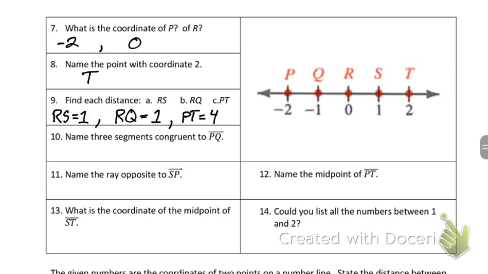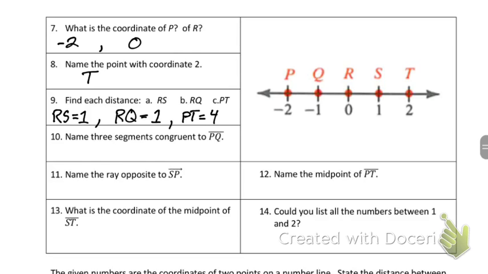First of all, what does congruent mean? Someone from this side of the room. I haven't heard much from this side of the room. What is congruent? Yeah. The same. Same length. I'm looking for something that's the same length. And PQ is 1 unit, so you just got to name 3 things that are 1 unit long.